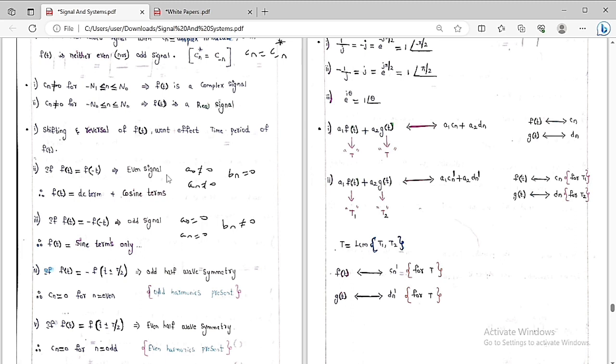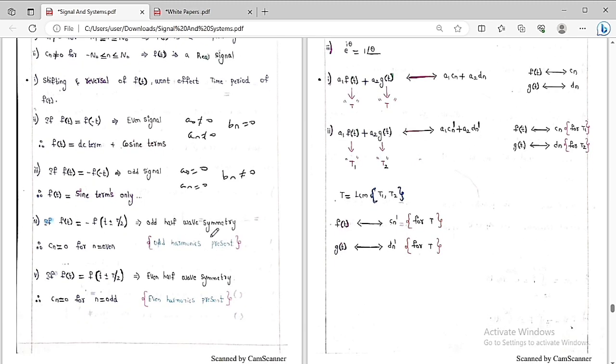Suppose f(t) = -f(t ± T/2), then this is called the odd half-wave symmetry. As I already told you, this is called the odd half-wave symmetry. Listen carefully: here there is a minus, here also there is a minus. So the shortcut to remember is, here minus means odd, here also odd.